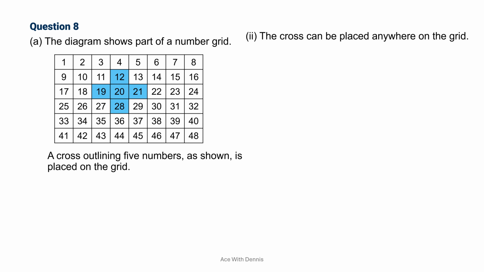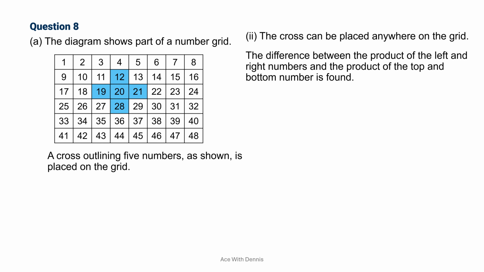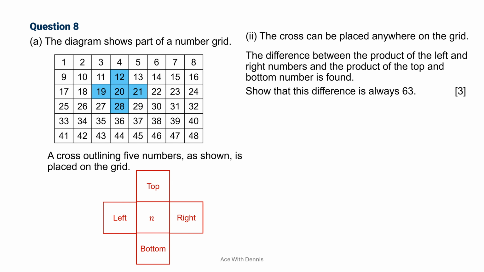2. The cross can be placed anywhere on a grid. The difference between the product of the left and the right numbers and the product of the top and bottom number is found. Show that this difference is always 63. 3 marks. So as described from the question, this will be the positions of the number.